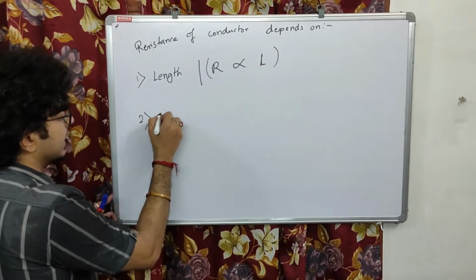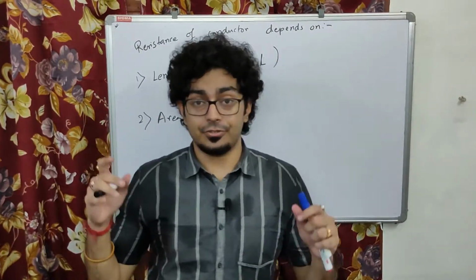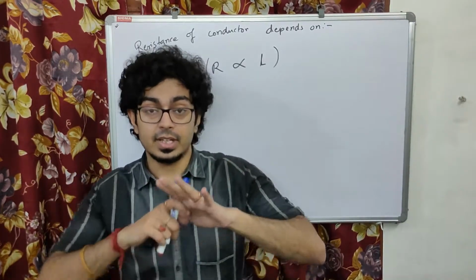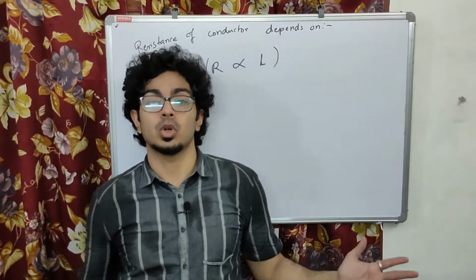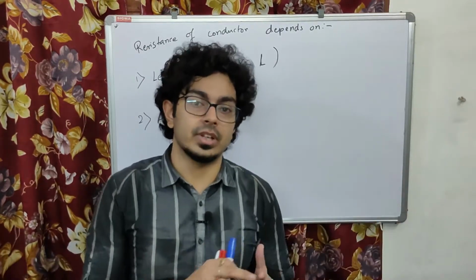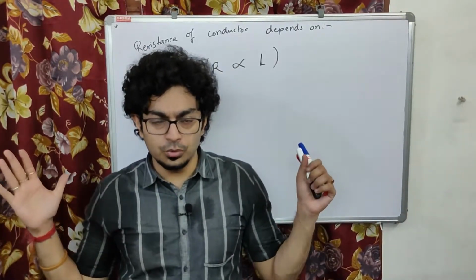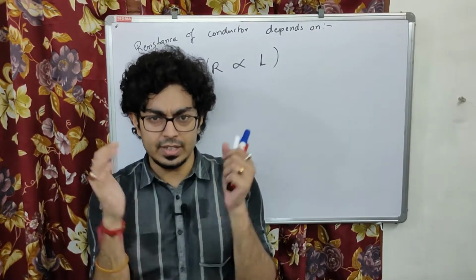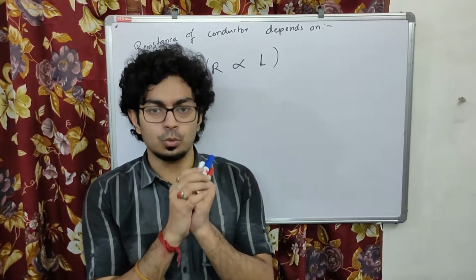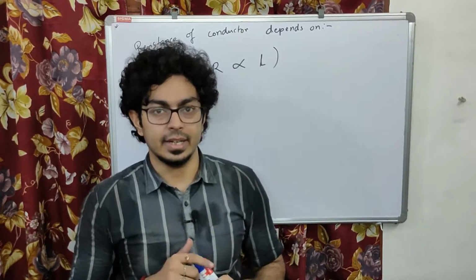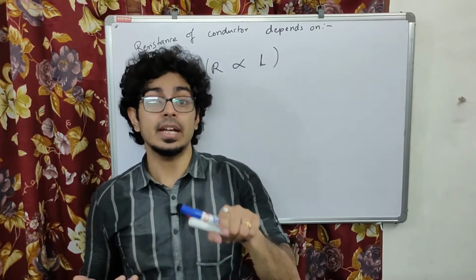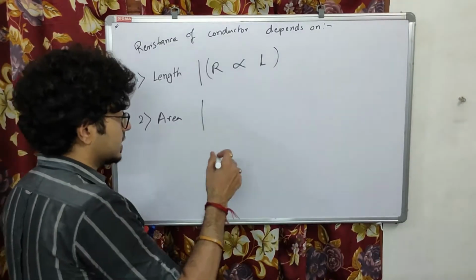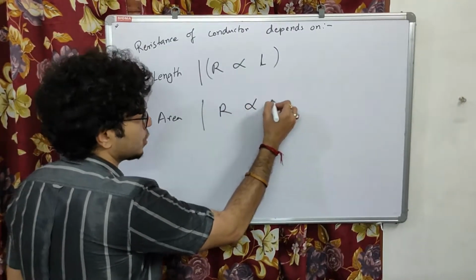Next, you understand area. Now just think of this again. If you are asked to move through a tunnel that is very broad, you can move through it very freely. Now if you have to move through a very narrow conductor with a very small cross-sectional area, you cannot move through properly, and you are going to get irritated. Irritated means you are going to get more hindrance to move through that tunnel. So resistance is inversely proportional to area.